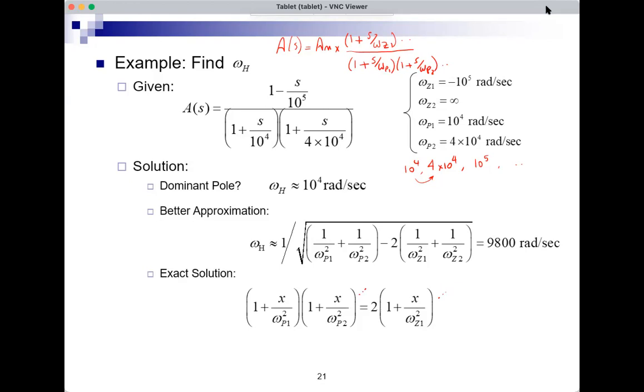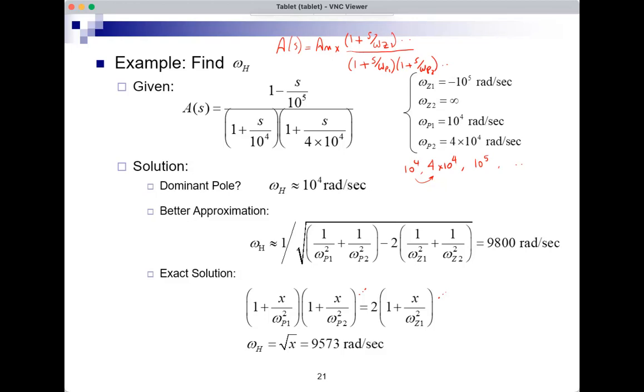This is just second degree, and I need to solve a quadratic equation to find x. I know omega p1, omega p2, and omega z1, these are just numbers. So this is simply a quadratic equation. So solving for x using the quadratic equation formula, I find x, but x is not omega h, x is omega h squared. So omega h would be the square root of x, and this is the numerical value that we get, 9,573 radians per second.